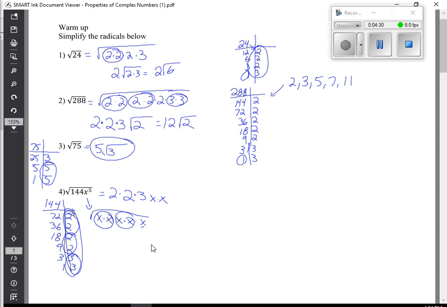So my final answer is I multiply these. 2 times 2 is 4, 4 times 3 is 12. x times x is x squared, radical x. That's a review of simplifying radicals.